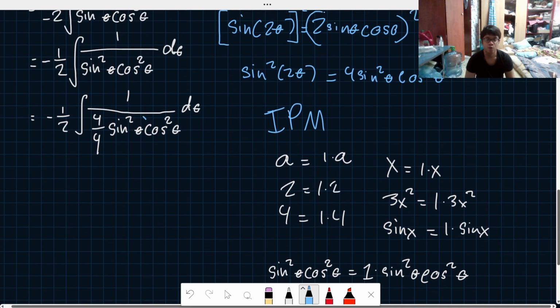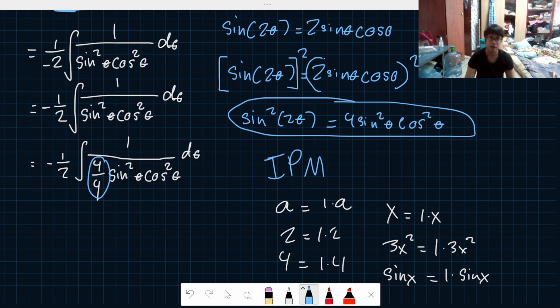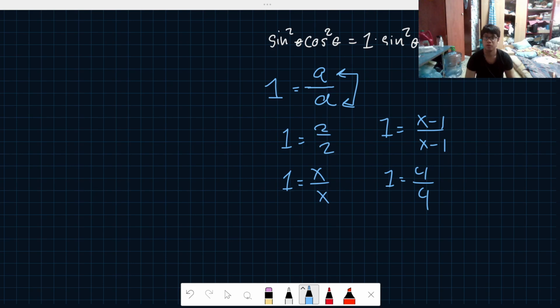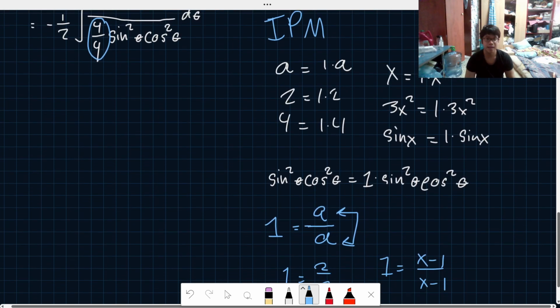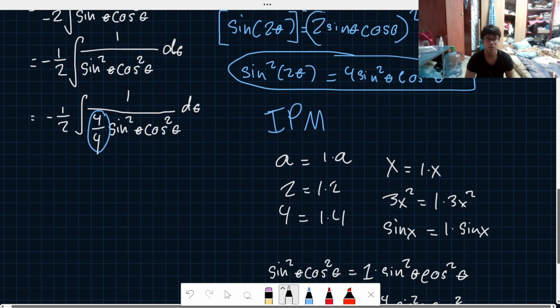I wanted to have 4 beside sine squared cosine squared theta, right? Because we can convert 4 sine squared theta cosine squared theta into sine squared of 2 theta. So if I wanted to have 4, then I can make 1 as 4 all over 4. Therefore, instead of just 1 times sine squared theta cosine squared theta, I can change it into 4 all over 4 sine squared theta cosine squared theta. That is what I did here.